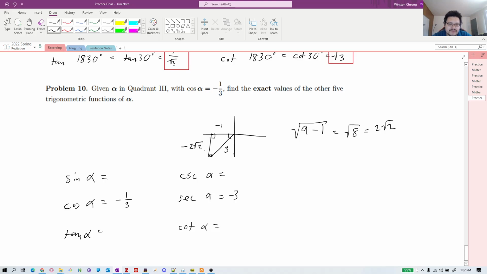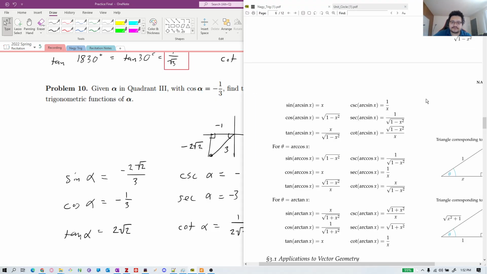So sine is opposite over hypotenuse. Oops, 2 root 2. The reciprocal, so -3 over 2 root 2. Tangent is opposite over adjacent, so we get 2 root 2. And then the reciprocal, 1 over 2 root 2.